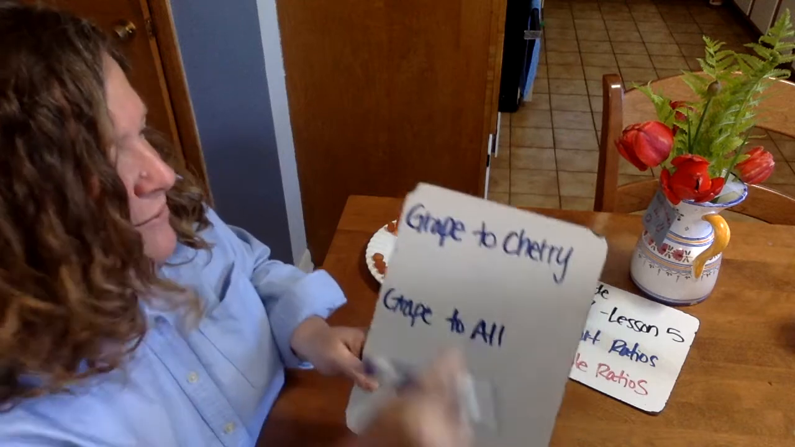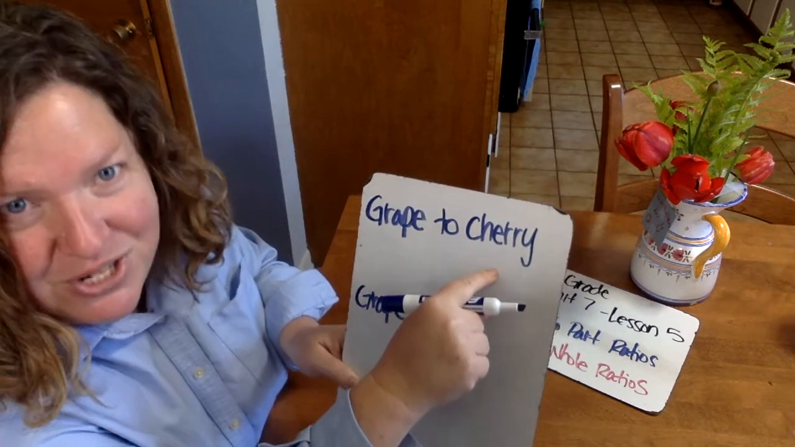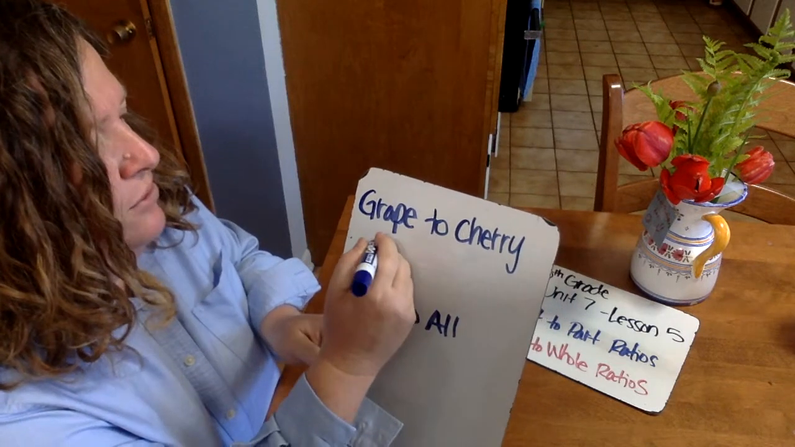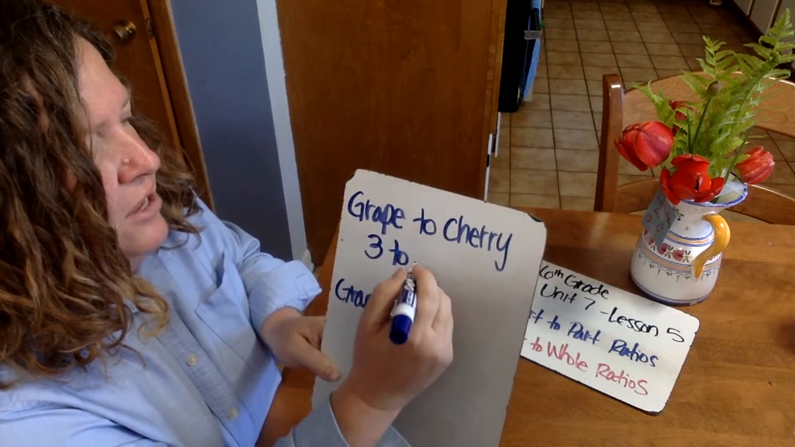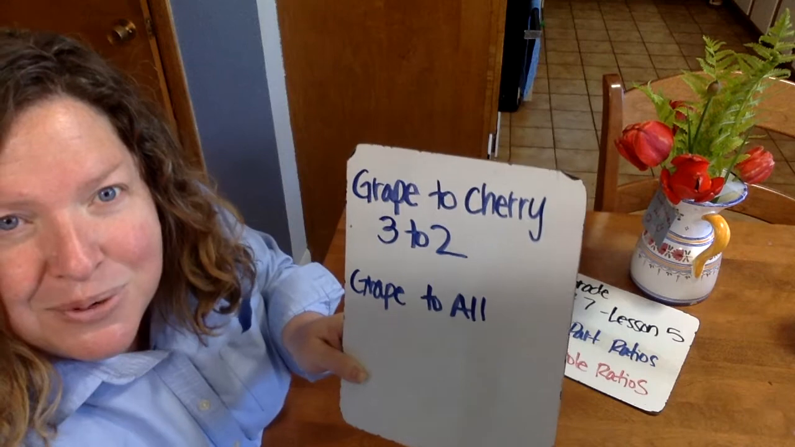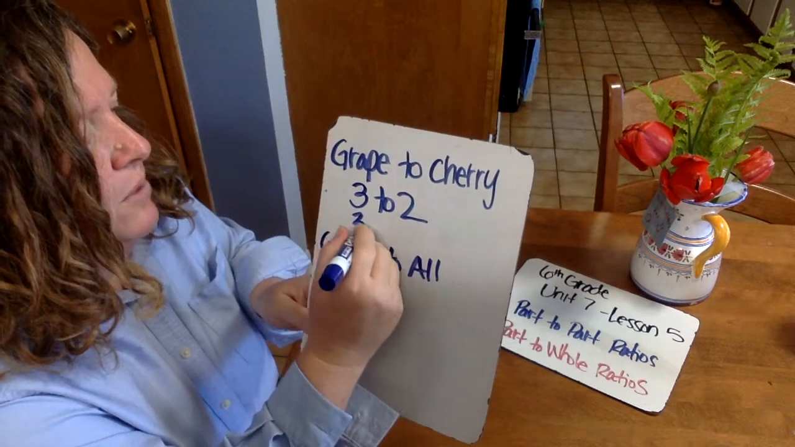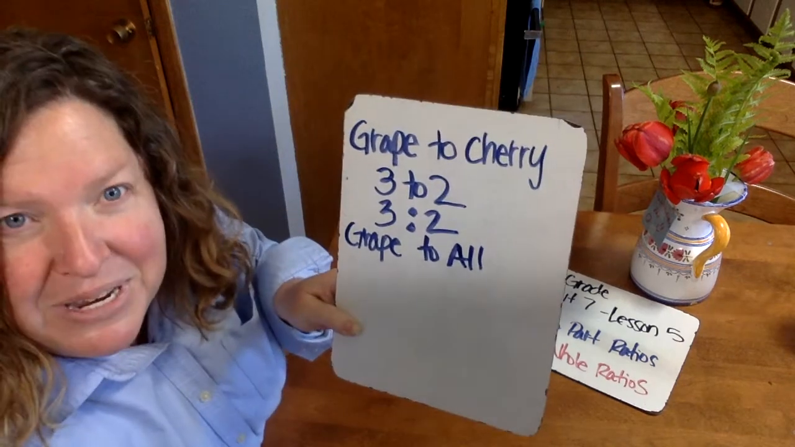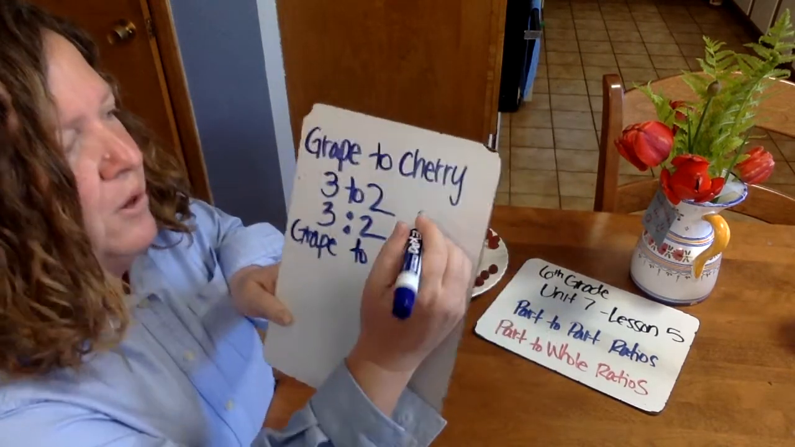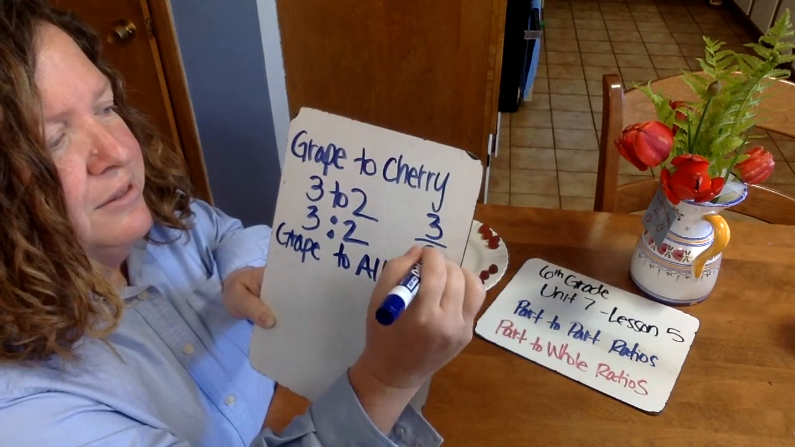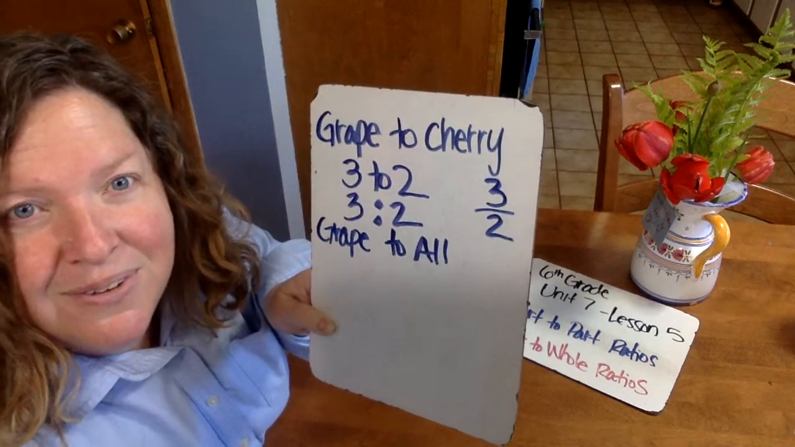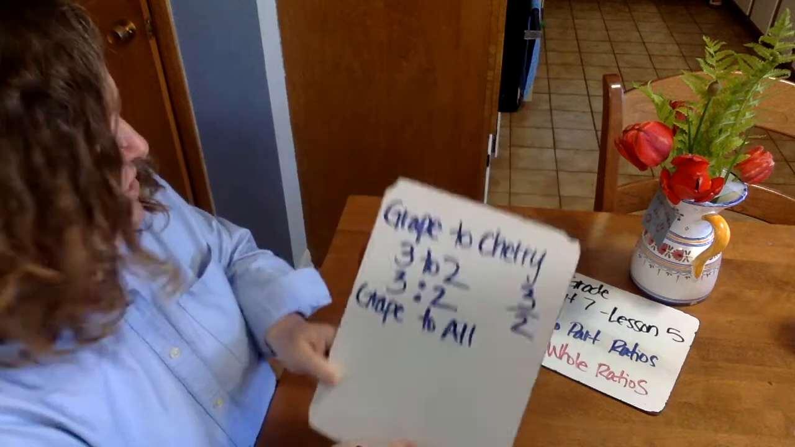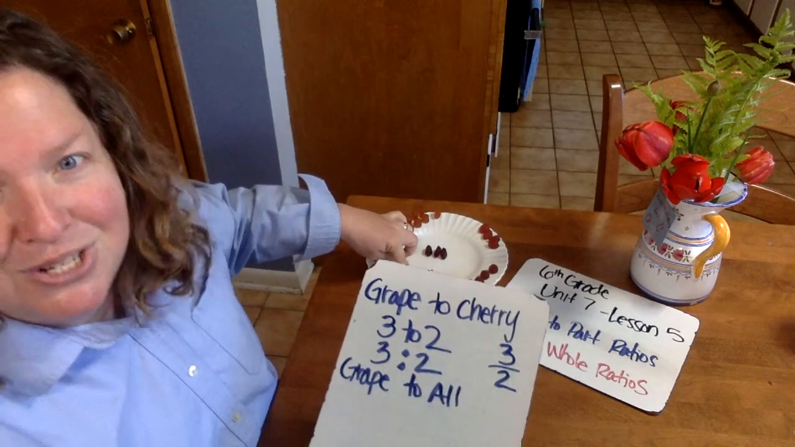Well, I hope you said if you're comparing grape to cherry, the grape number has to come first. So I could write 3 to 2, 3 to 2. Or I could write 3 colon 2, we still read that 3 to 2. Or I could write 3 over 2 with a fraction bar, 3 to 2. All of those ways are ways to talk about the grape compared to the cherry.